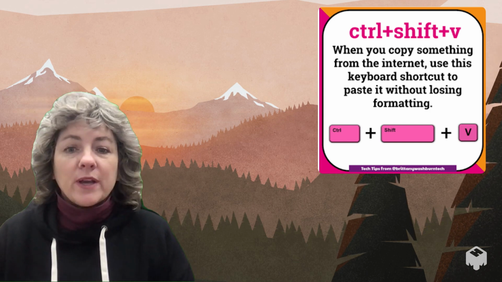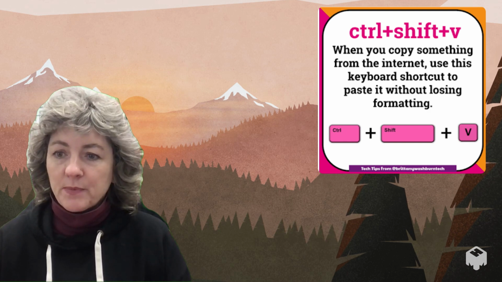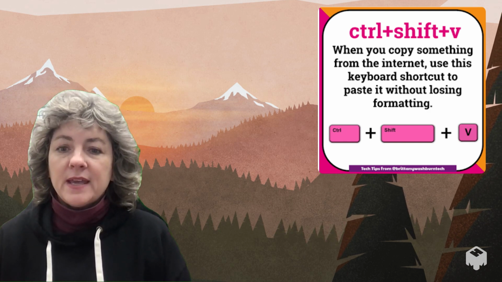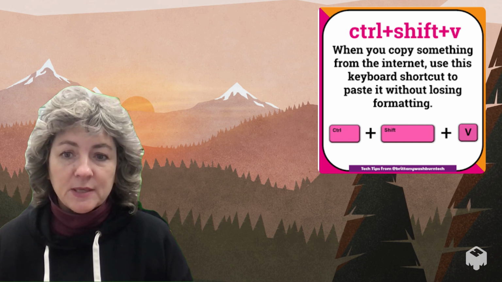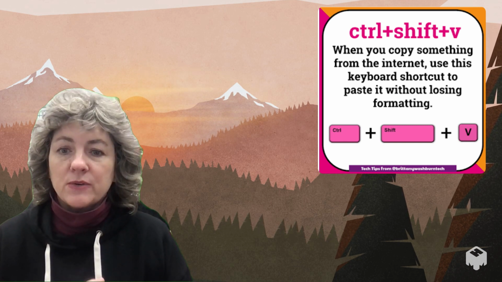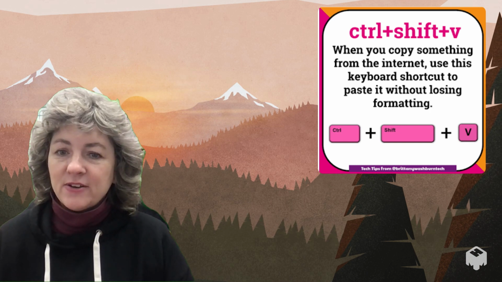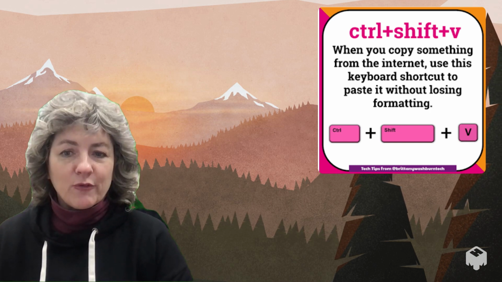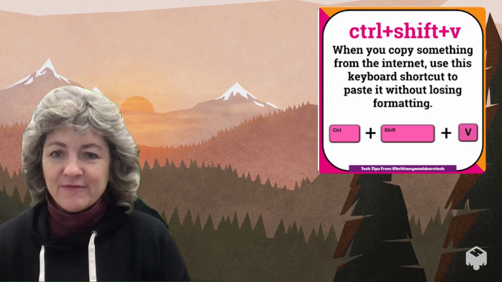Control-Shift-V. So what you're going to do, copy when you're out at the internet, Control-C to copy whatever it is you're copying. And then when you go to paste it into your document, normally you would do Control-V to paste it, add a shift in there. So Control-Shift-V. And it will take whatever content you're copying and it will put it in the format of the document where you are pasting it to. Love, love, love that tip.